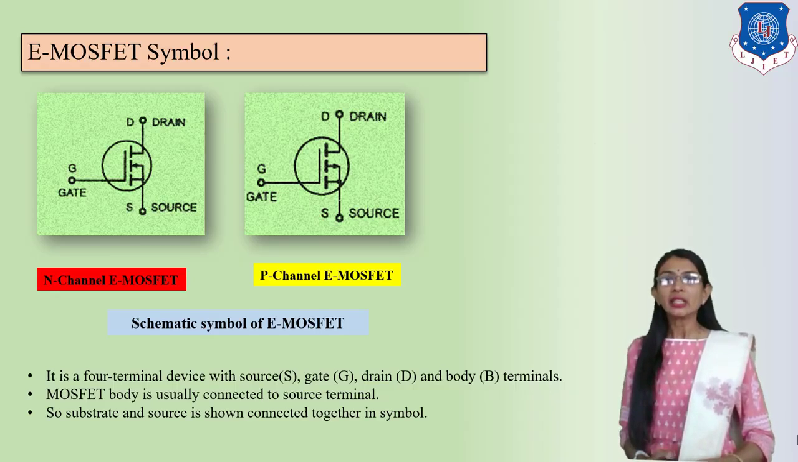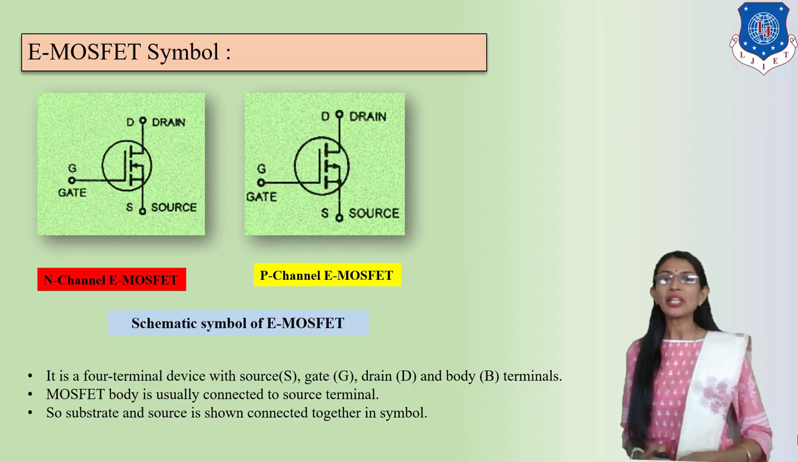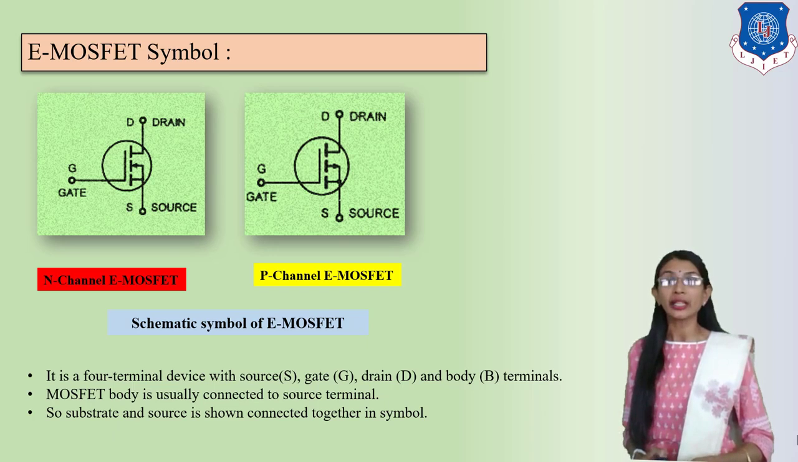Always remember that on the source terminal, if the arrow is inside the circle, then it is known as N-channel E-MOSFET. And if the arrow is drawn outside the terminal of the circle, like the second symbol, then it is known as P-channel E-MOSFET. So there is only one difference, the direction of the arrow, which shows the current direction. Always the arrow is shown on the source terminal. If it is inside, then it is N-channel E-MOSFET. If it is outside, then it is P-channel E-MOSFET. This is the symbolic diagram of the E-MOSFET.